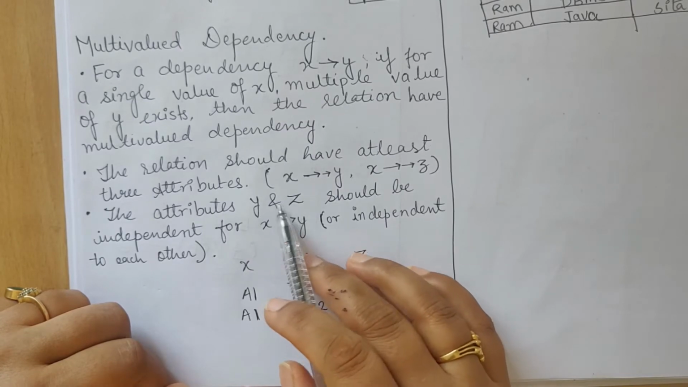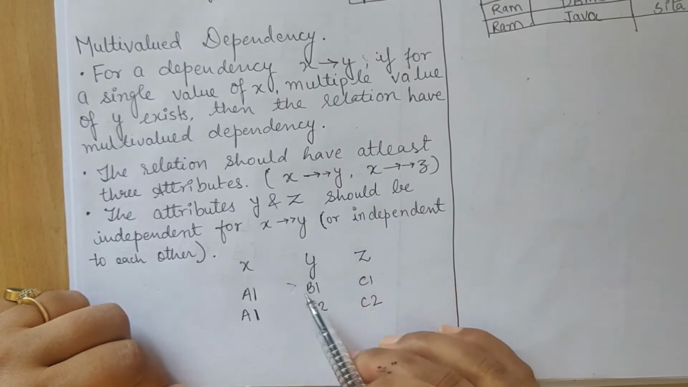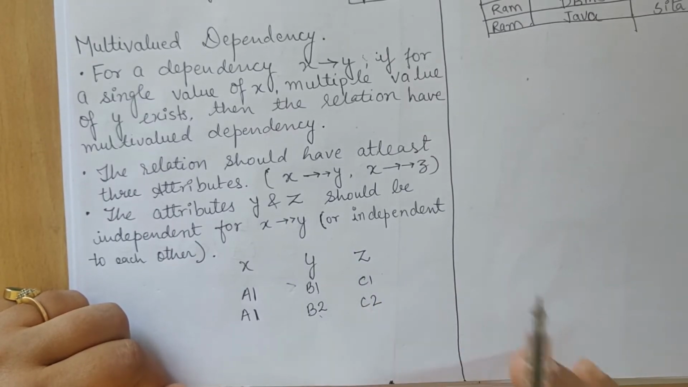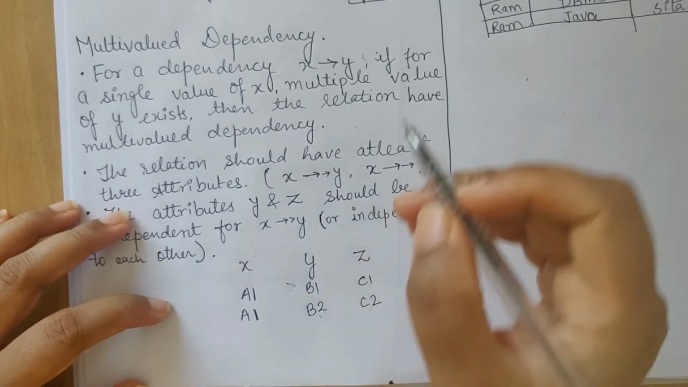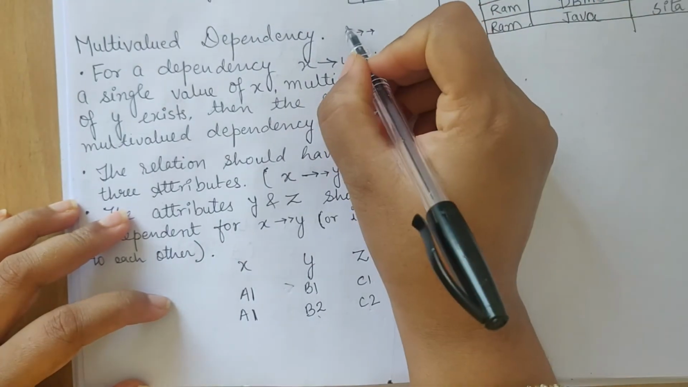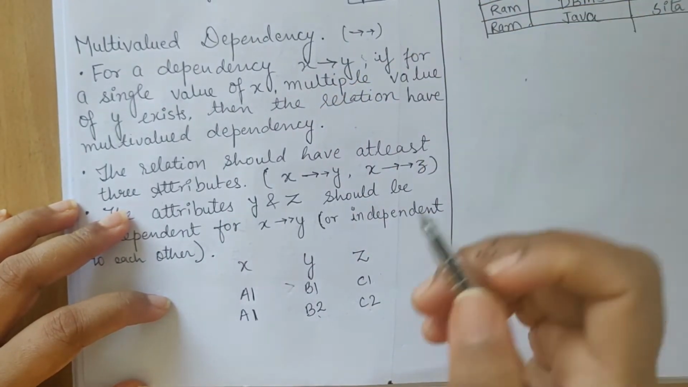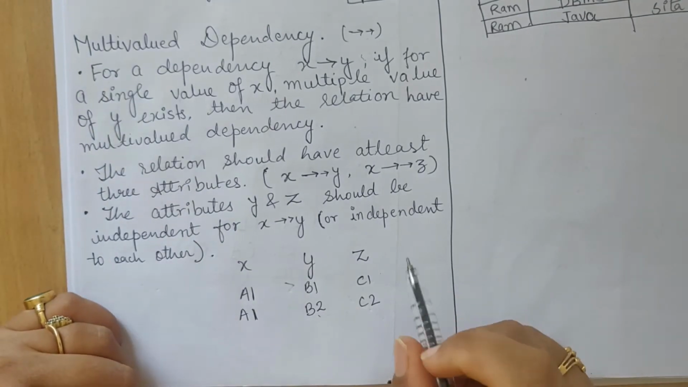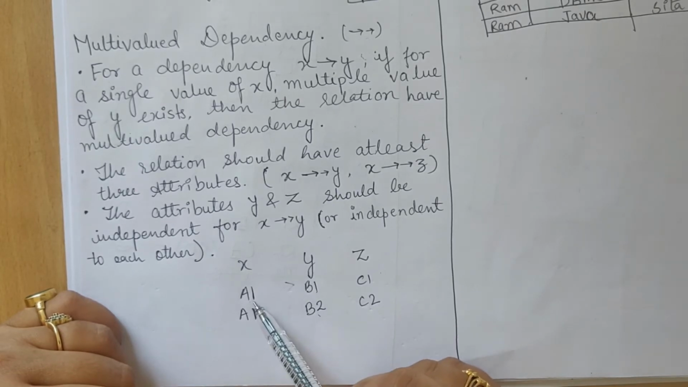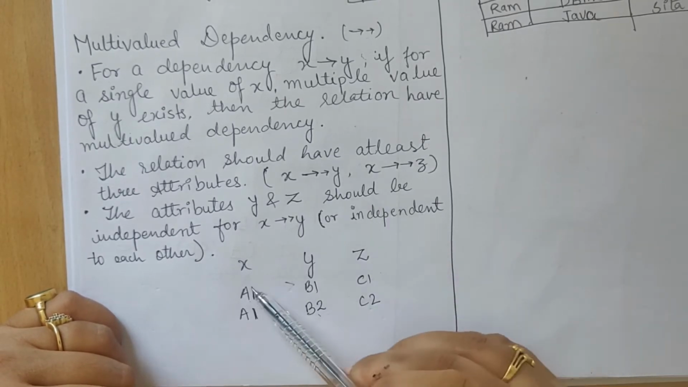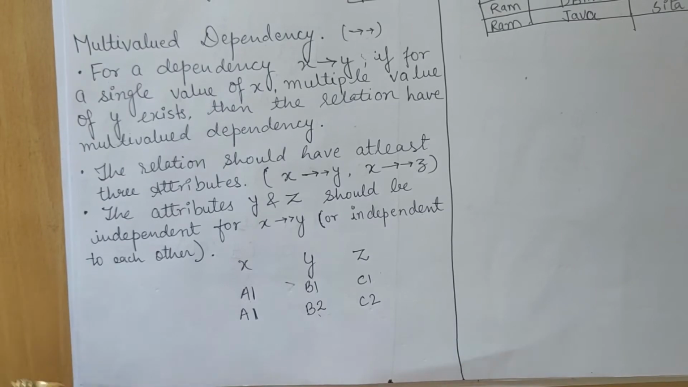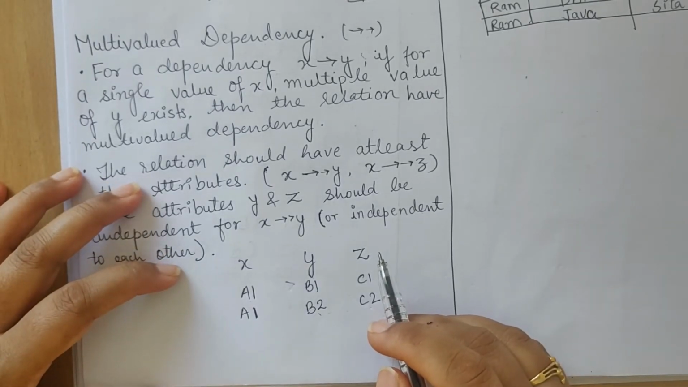The attributes Z and Y should be independent for X multi-valued dependency Y, or they should be independent of each other. How will we denote this multi-valued dependency? It will be denoted by this double arrow. So multi-valued dependency we will denote like this, and these are the 3 conditions. The first condition is that when multiple values of Y are present for X, and there are 3 columns and these 2 columns are independent of each other, then the problem arises for multi-valued dependency.